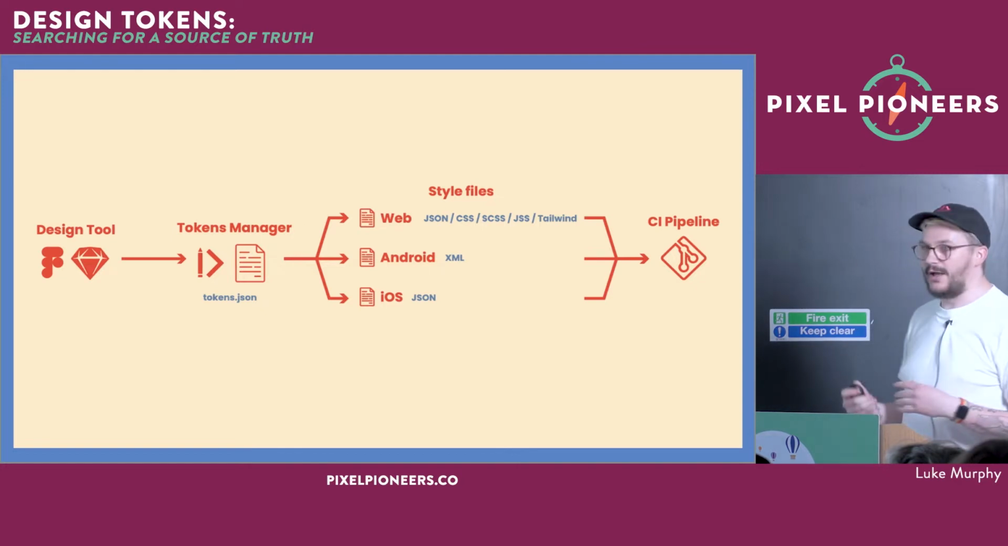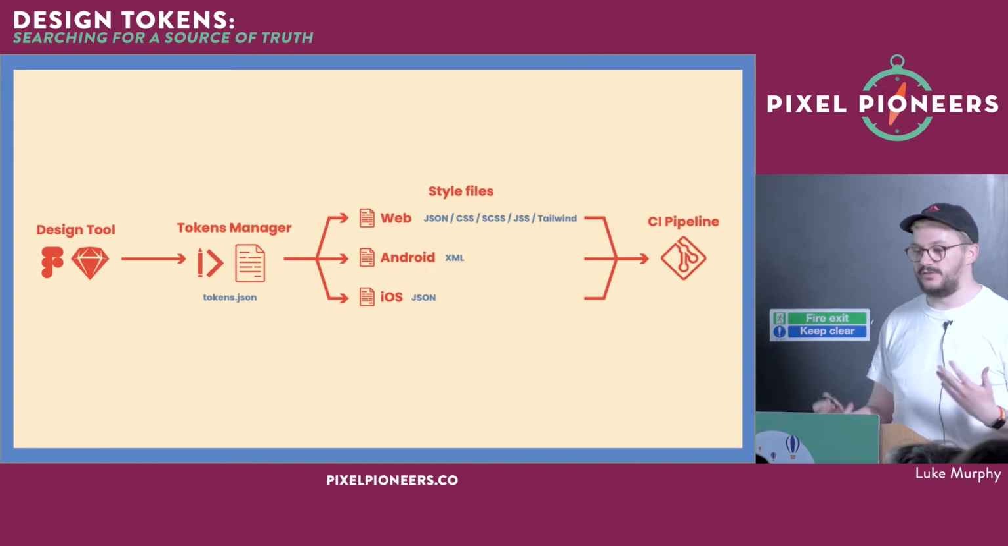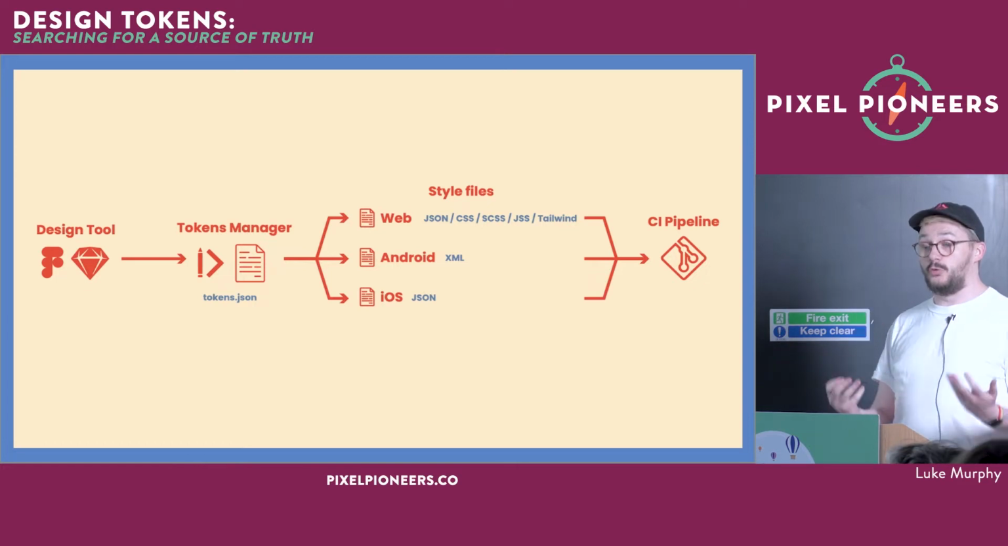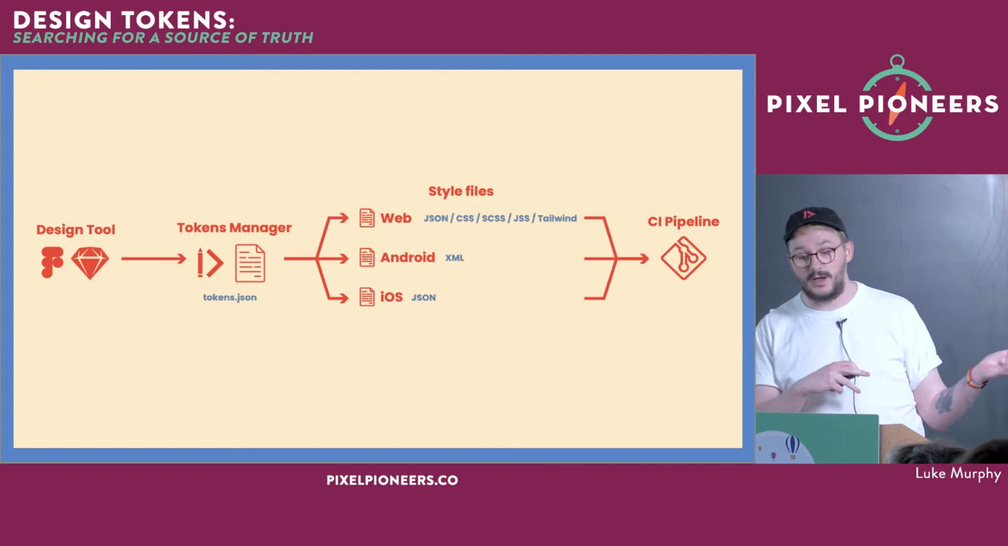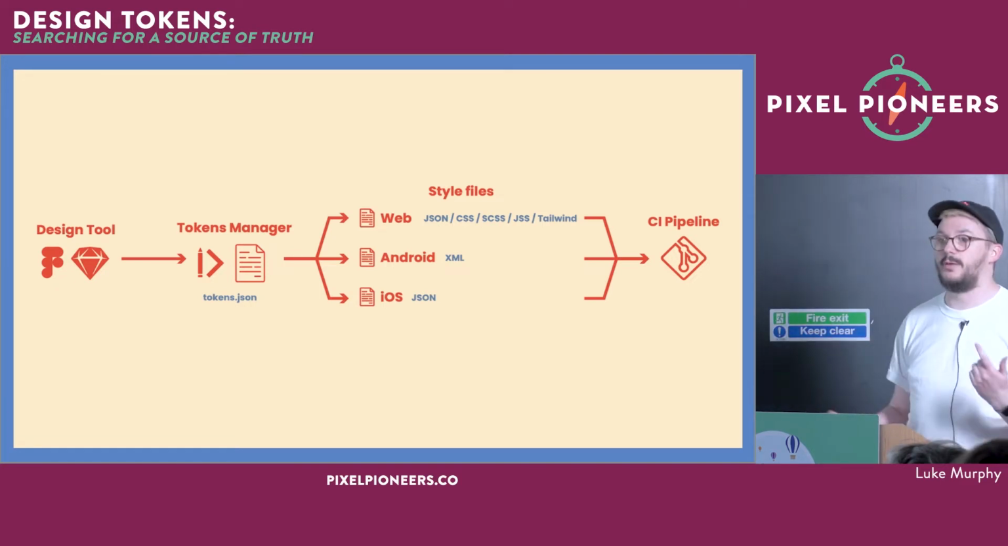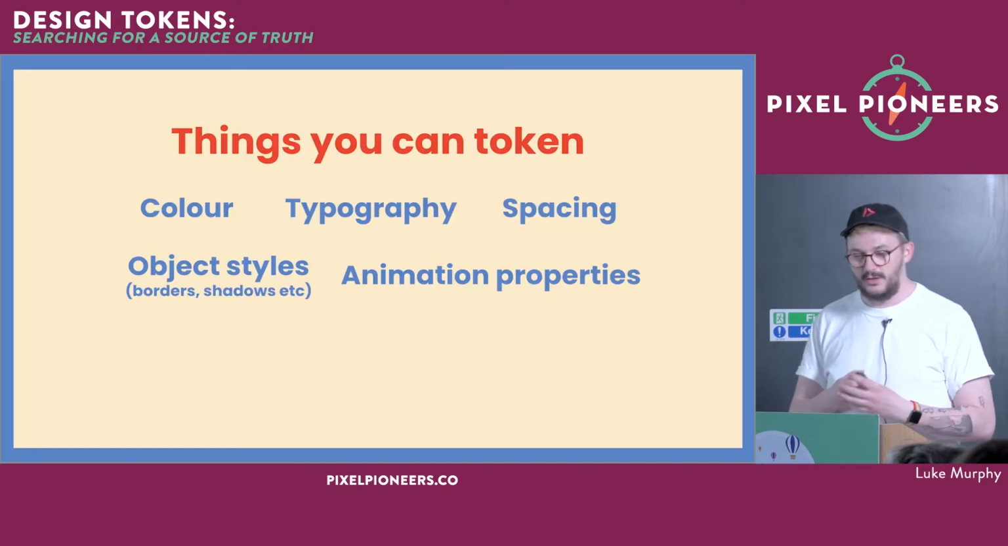More likely, you have some kind of process in your organization for changing and releasing things, so you can set up basically continuous integration so that it looks for changes in the JSON file, creates a new pull request whenever a change comes through from the design side.